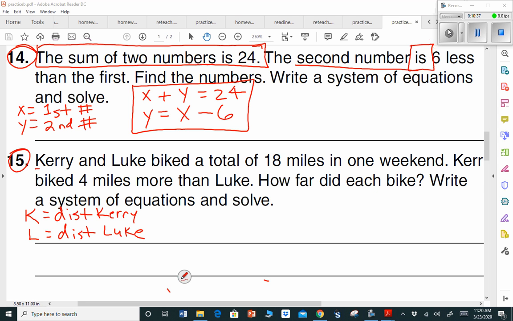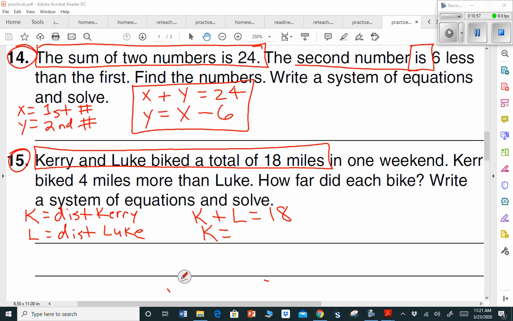Again, the first equation shouldn't be too hard. Carrie and Luke biked a total of 18 miles. So Carrie plus Luke equals 18. Carrie biked 4 miles more than Luke. So Carrie equals Luke plus 4. And then you could solve both of those for K and then solve for the system.